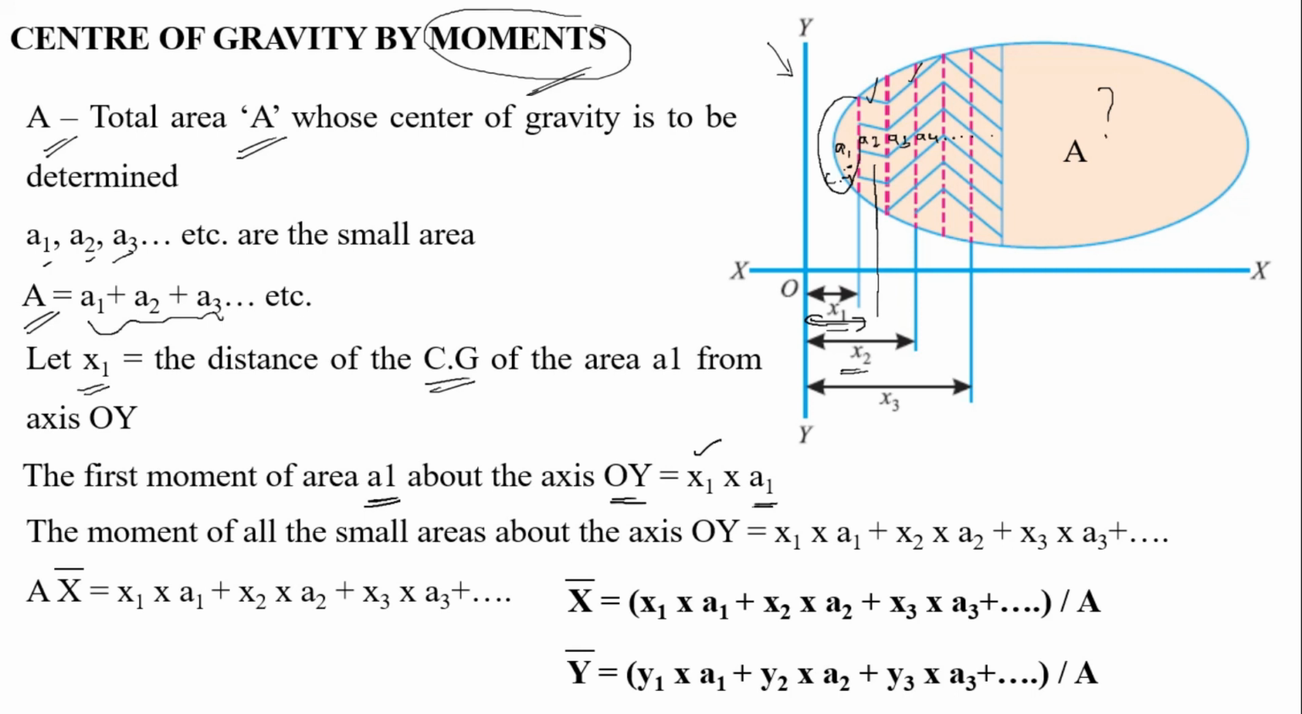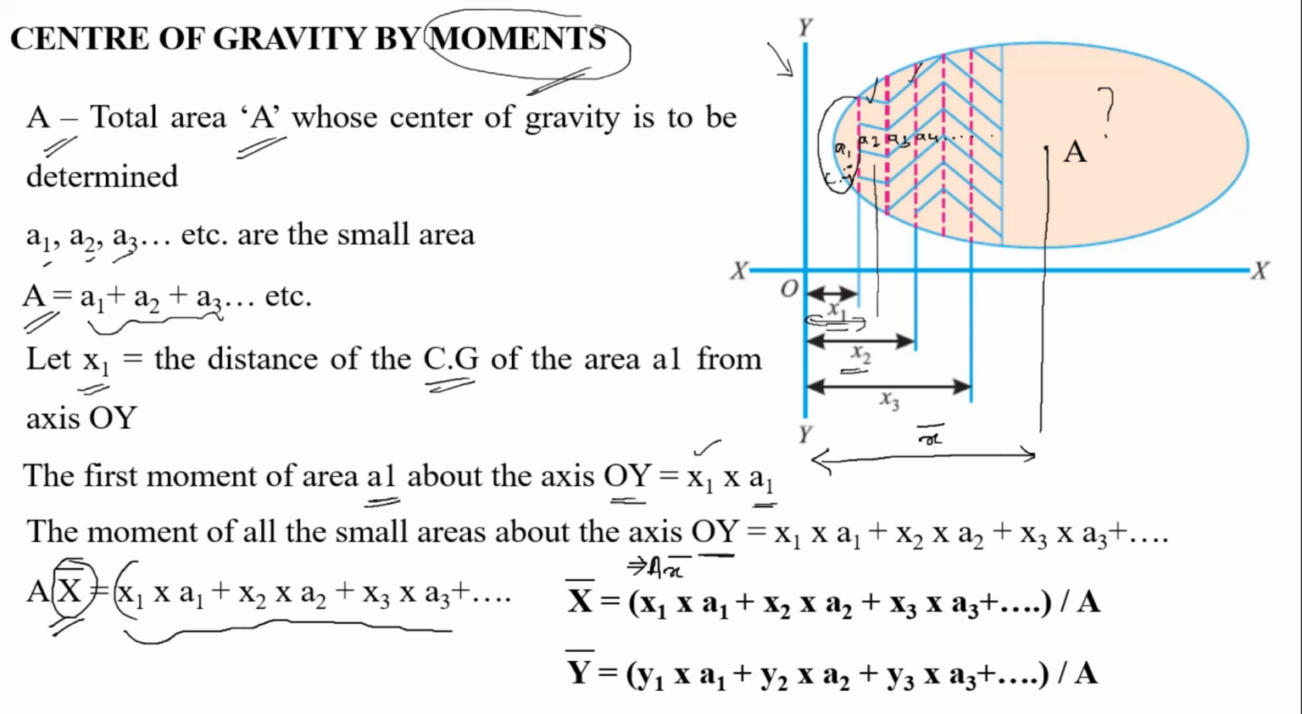The moment of all the small areas about the OY axis is equal to A into x bar, the total area into x bar. This is the CG of the total area, and the distance between the OY axis and the CG of the total area is called x bar, right. So, A x bar is equal to the sum of the moments of all the small areas about the OY axis. Then x bar is equal to the sum of all this divided by A, right. This is x bar. Similarly, we have to find y bar.